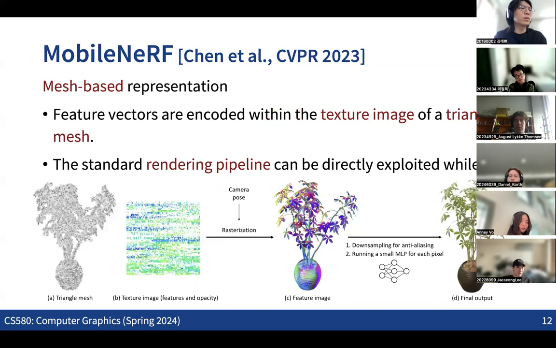And there is also some previous work which uses the mesh as some sort of rough structure for the 3D shapes and adds neural attributes over the 3D surface of the mesh.